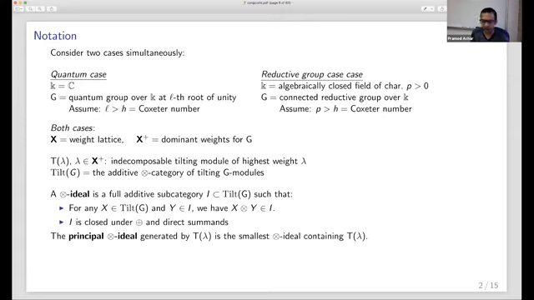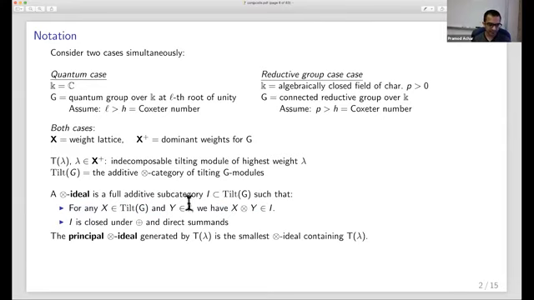So this is just what you think it means. It's a full additive subcategory. By the way, can you see my mouse cursor on the sharing screen? Yes. Okay. Anyway, I can use it sometime to highlight things.